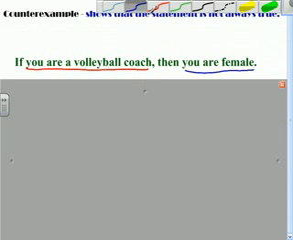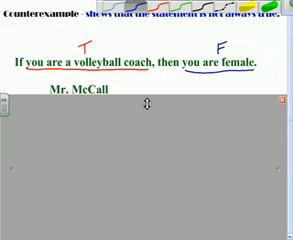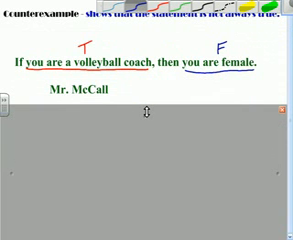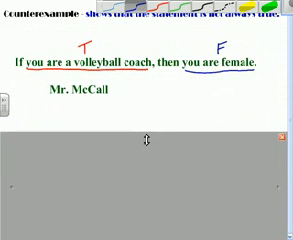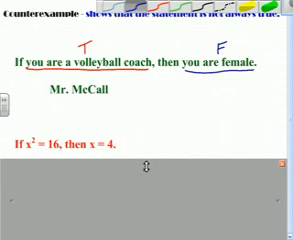So in order to show that you have a counterexample, you want the hypothesis to be true, but the conclusion to be false. So can you think of a volleyball coach that's not female? And if you're thinking about volleyball at ASAJ, your counterexample could be Mr. McCall. He is a volleyball coach. He's not female.